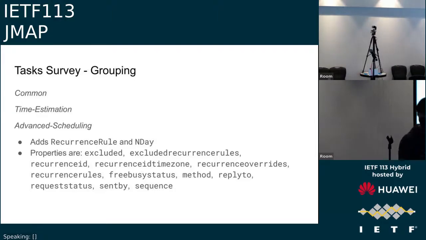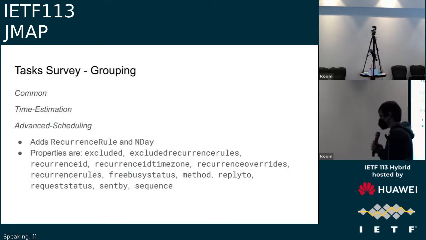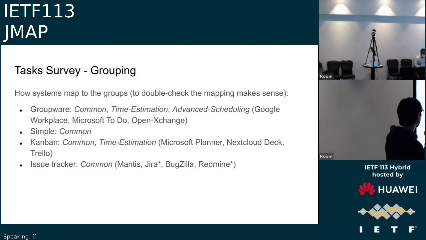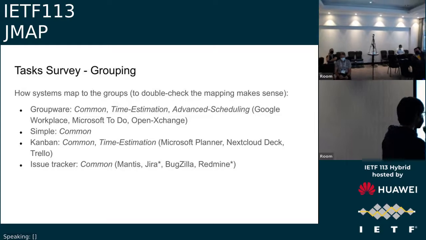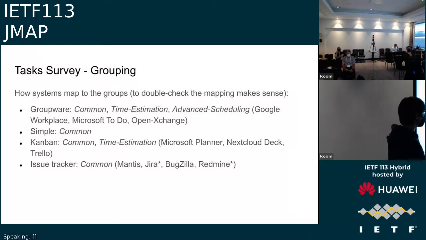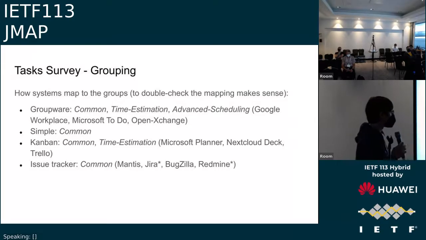All right. So if you could, the next, how much time do I have left, roughly? Is it fine? Okay. So here again, I wrote down a mapping between different task systems and the groups that I currently am using, just to double check that the grouping makes sense. So for groupware systems, obviously we typically want to have all of them. So common group, time estimation, scheduling, you just want that.